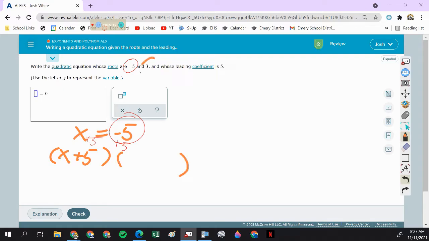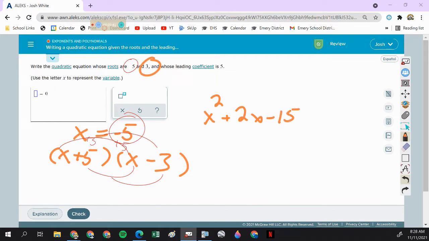Okay. Similarly, what factor created x equals 3? X minus 3. Now I multiply those together. So you can distribute this way, or you can use the multiplication box, whatever you prefer. And you're going to end up with x squared plus 2x minus 15. So I have just met this qualification and this qualification, but it says that the leading coefficient needs to be a 5. Multiply the entire equation by 5.